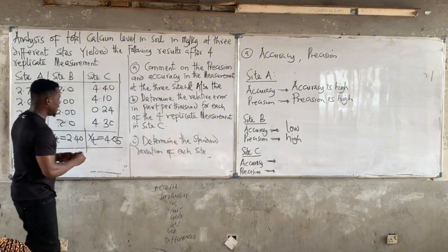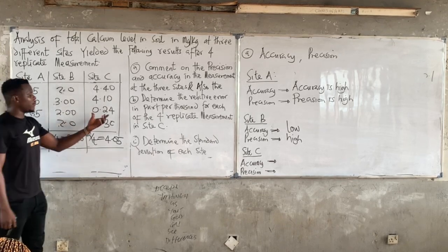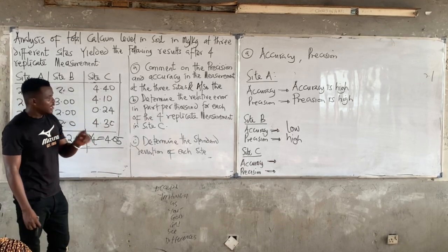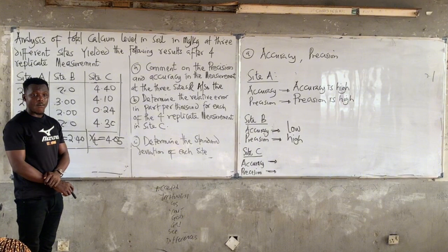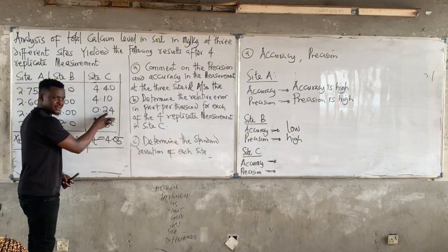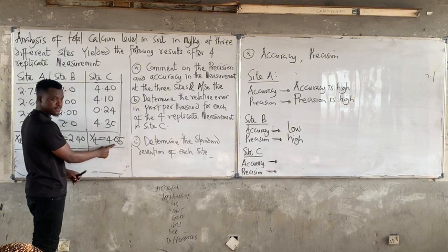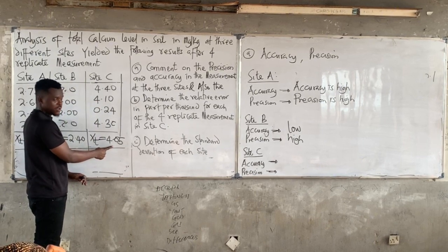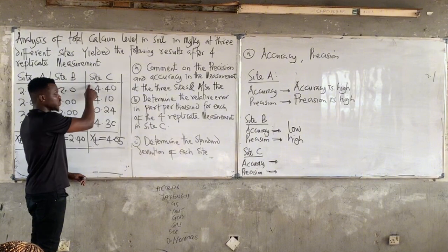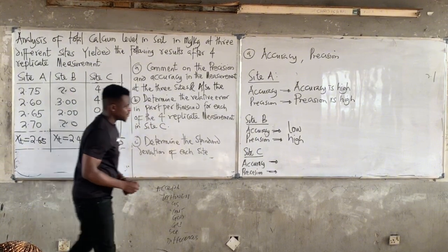Now, site C, if you look at this site C, class, how do you comment on this? Is accuracy high or low? It's high, apart from the outlier, right? Apart from this outlier, these values are close to what? The true value. Accuracy is high, precision is also high, apart from the outlier.